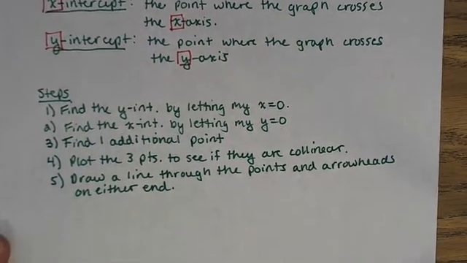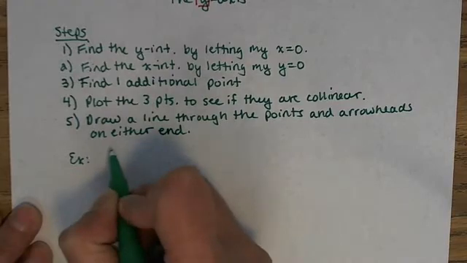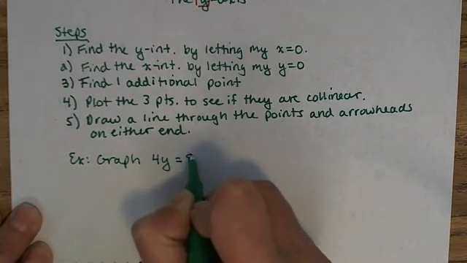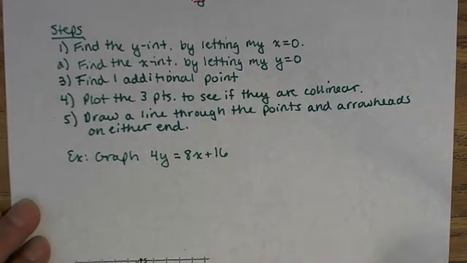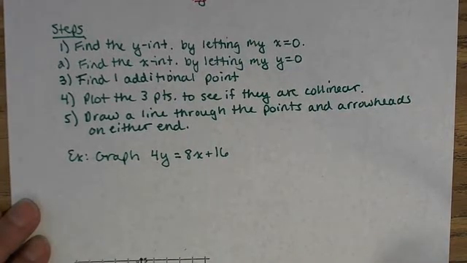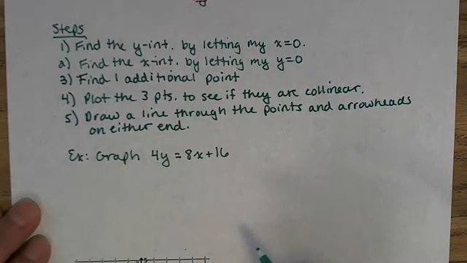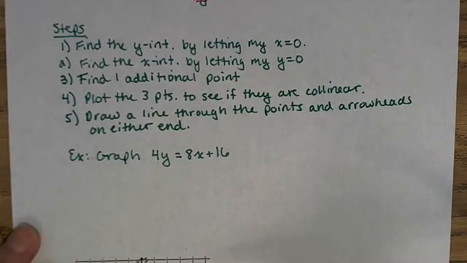So let's go ahead and go through these steps with an actual example. So the example I'd like to look at is I'd like to graph 4y equals 8x plus 16. Now notice that this is not in the form that we were looking at yesterday. It's not in standard form, it's just kind of in a random form. And the nice thing with using x and y intercepts to graph is that we can use it, any equation in any form, to be able to sketch the graph. So I'm not going to change this one at all. I'm going to leave it just as it is. And I'm going to go through my steps.